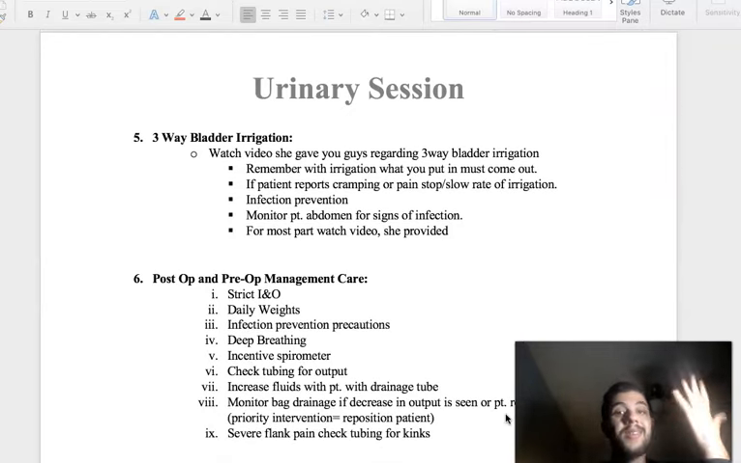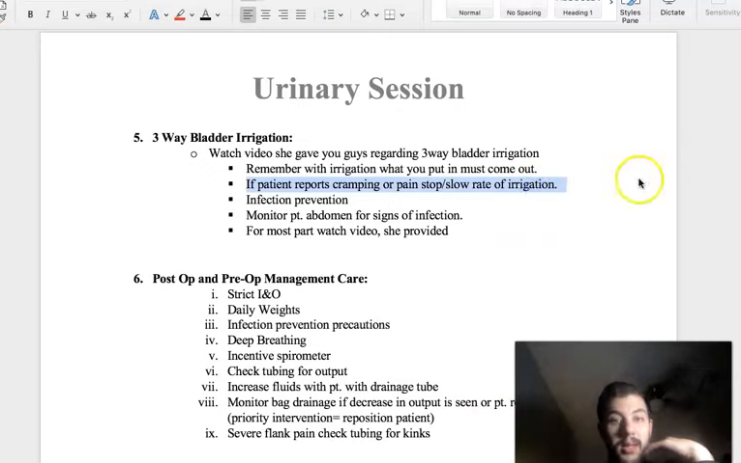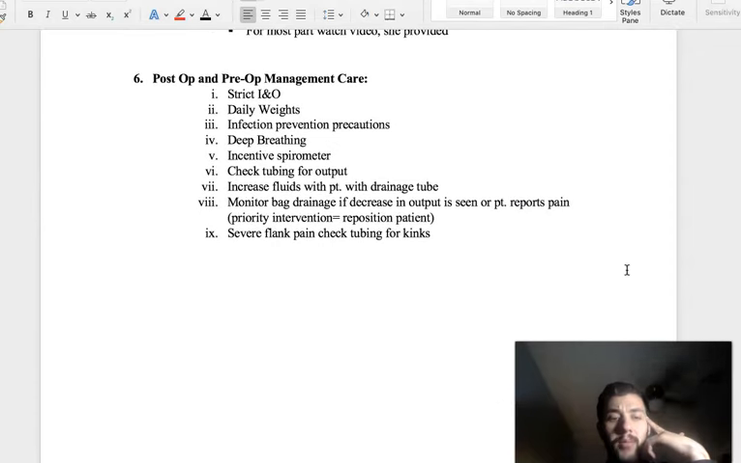There's a video, I will post the link. But you want to remember with irrigation, what you put in must come out. If the patient reports any cramping or pain, stop and slow the rate of the irrigation. That was actually a question in my NCLEX exam. Infection prevention: monitor the patient's abdomen for signs of infection.